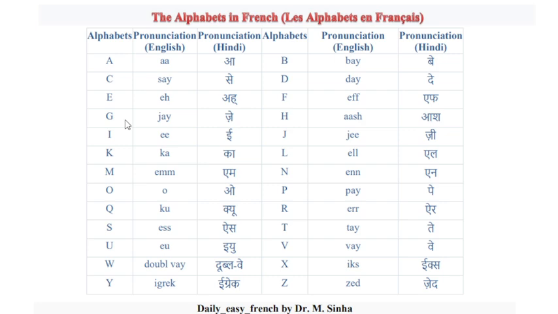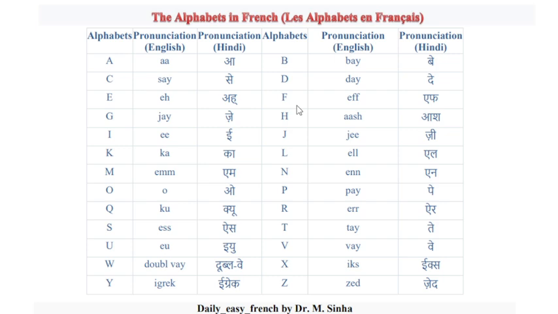The alphabet E. A. Repeat again. A. Very good. The alphabet F. F. Repeat again. F. Very good. The pronunciation of F letter is same in French and in English.